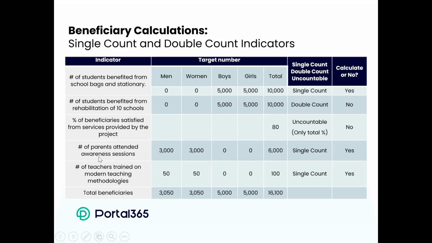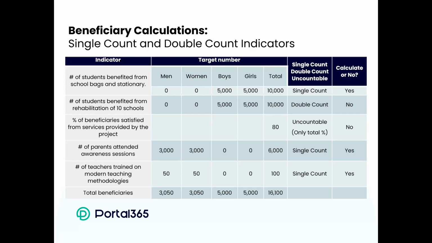So here, the number of parents who attended awareness sessions, because it's parents, they are above 18 years old, and that's how we expect. So it will be 3,000, for example, 3,000 people will attend awareness sessions. 3,000 women or mothers will attend the awareness sessions. No children, no boys and girls. Then we will end up having 6,000 people. So of course, they are not from the final beneficiaries. They are from the targeted group, as we discussed in the first part of the session. But still, they participated face to face in the sessions.